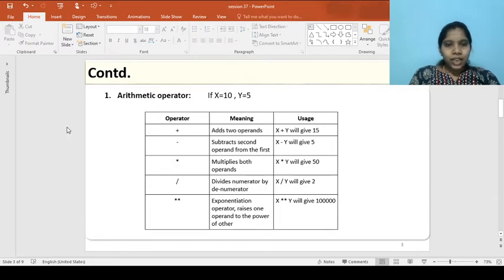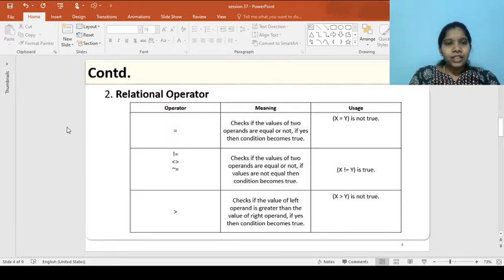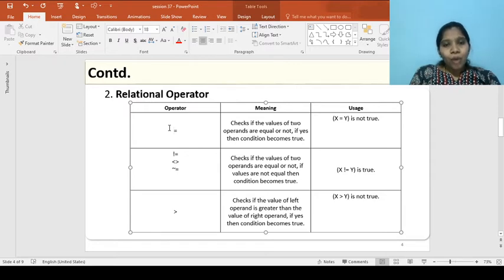Let us move to the second type of operator, that is the relational operator. Here also I have listed a set of relational operators along with their meaning and an example of usage. The first relational operator is the equals operator, and this is used to check if the values of two operands are equal or not. If the values of two operands are equal, then the condition becomes true. In the other case, the condition becomes false.